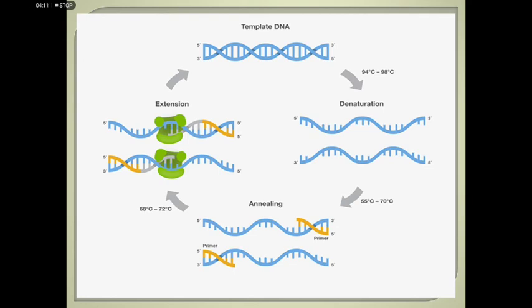And in annealing, the main procedure is the addition of primer. The primer is a small stretch of RNA that attaches to each strand of DNA at the 3 prime end. We can clearly see in this picture, at the 3 prime end, the primer gets attached. The next stage is primer extension.